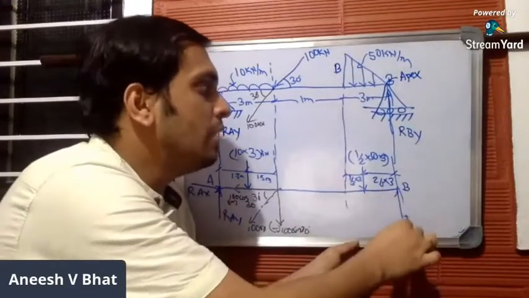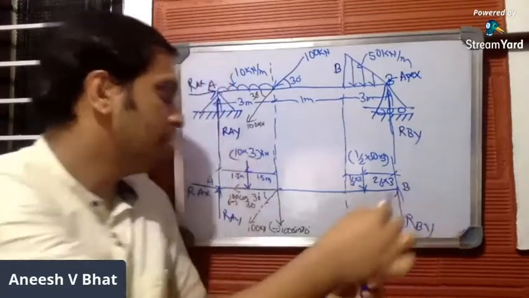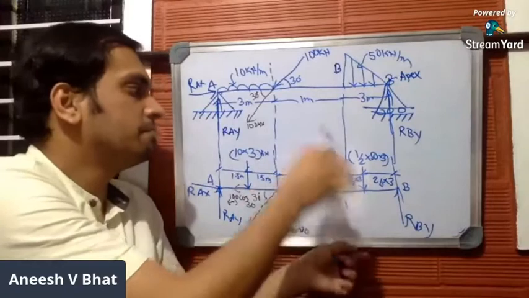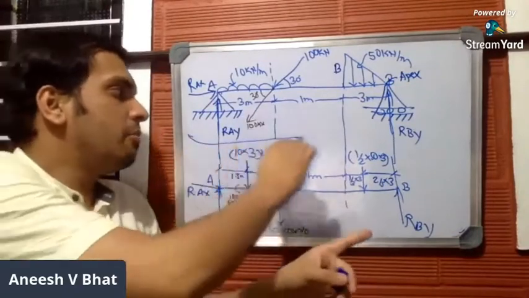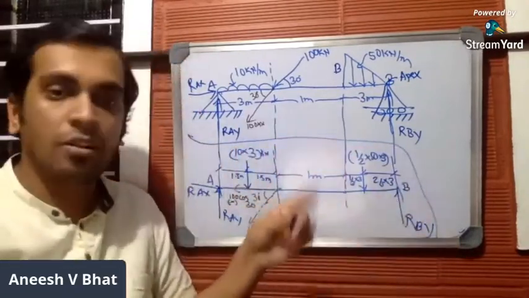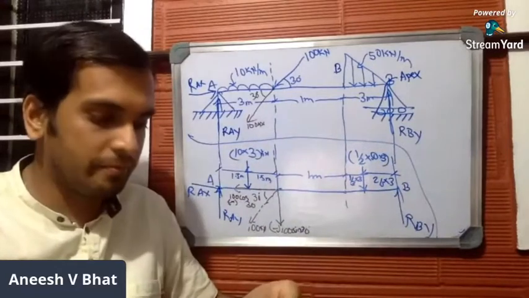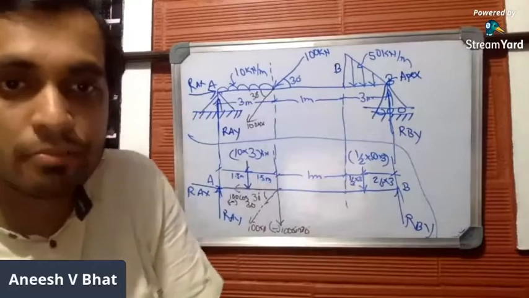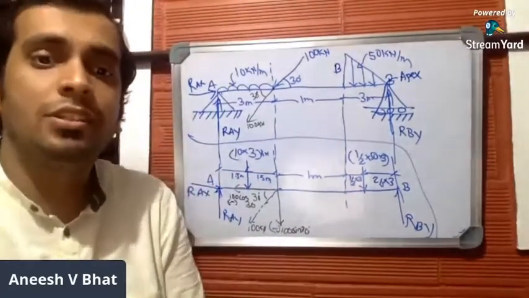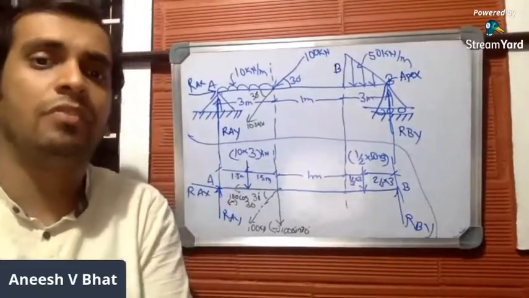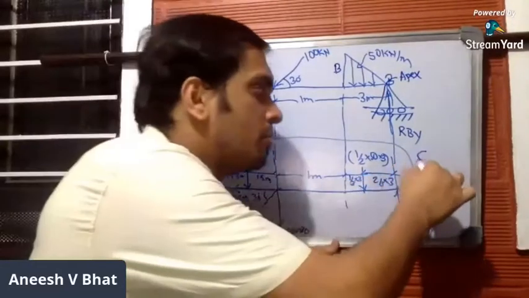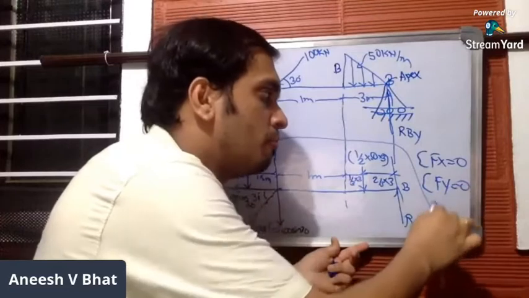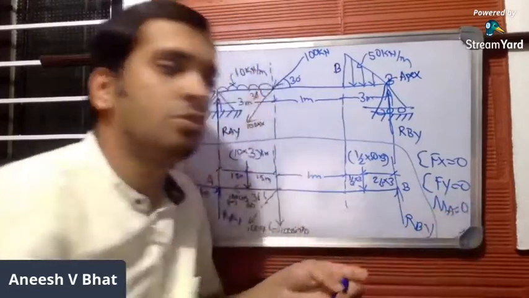And coming to B, you have RBY. This distance is 1 meter. So this is the point load diagram we need. Step number 2 is the most crucial and important step. After this, you have to apply the three conditions of equilibrium. Which are the three conditions? Summation of Fx equal to 0, summation of Fy equal to 0, and moment either about A or B equal to 0. Let me consider A.